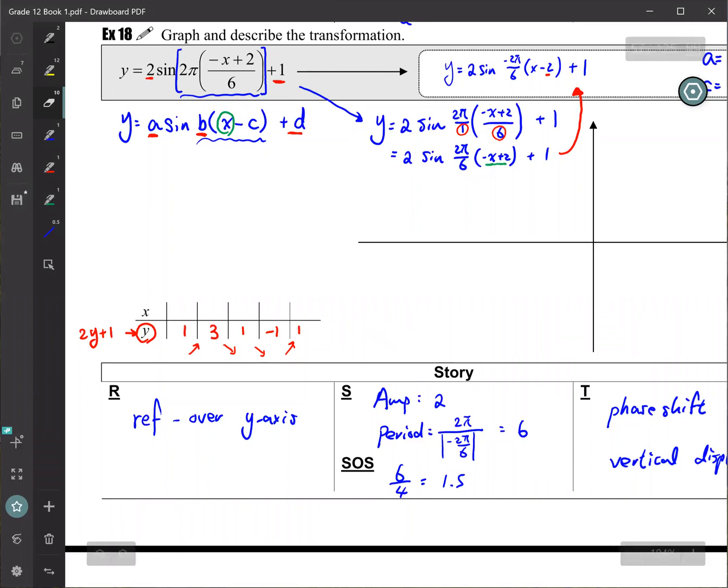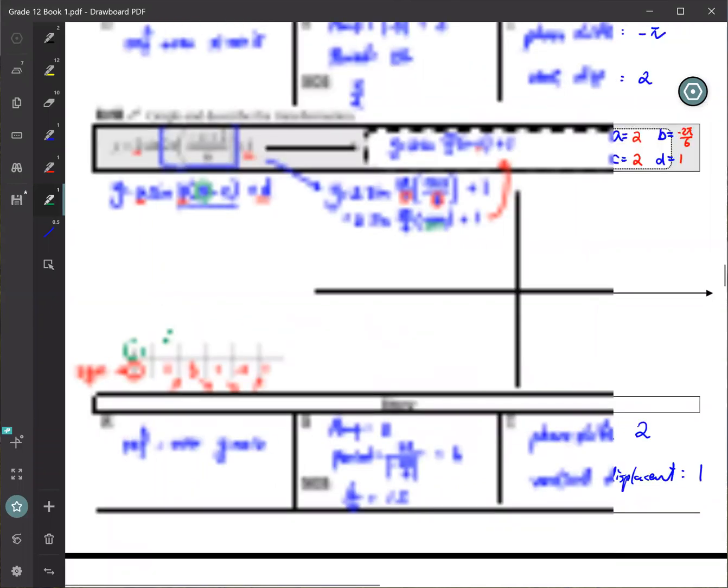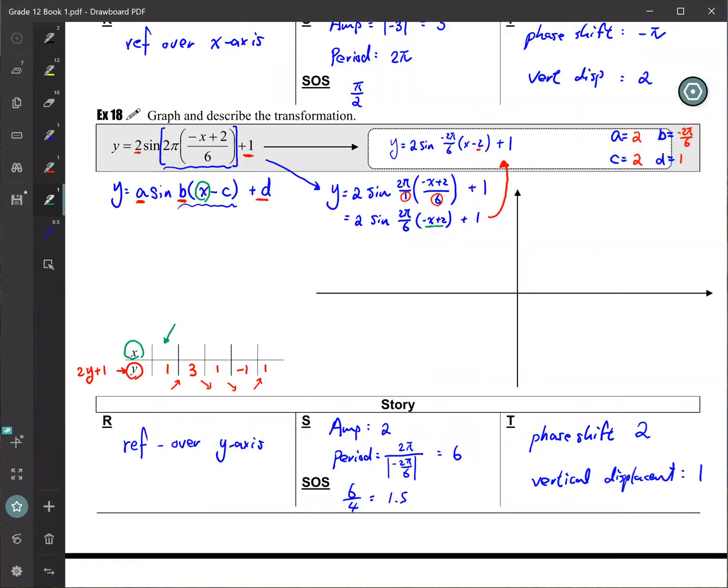Now the x value. For the x value, you need to start with some numbers, right? So what number do we start with, Ray? Ray, are you there?